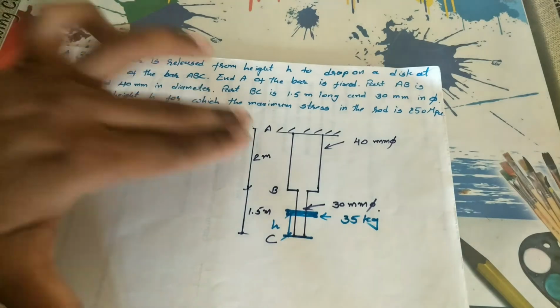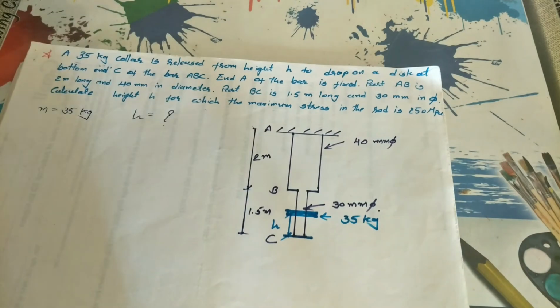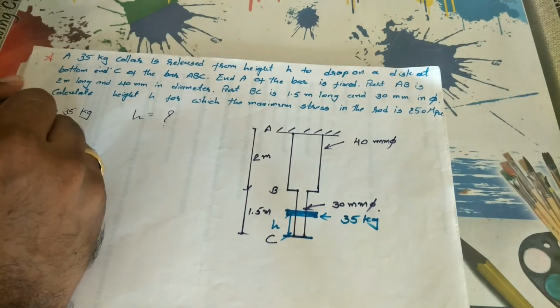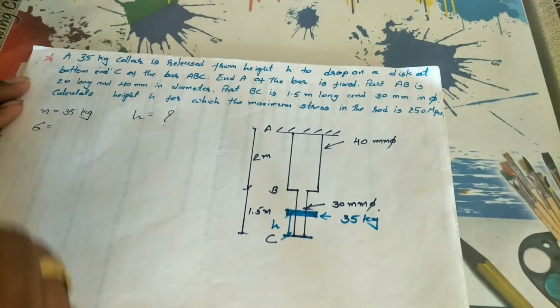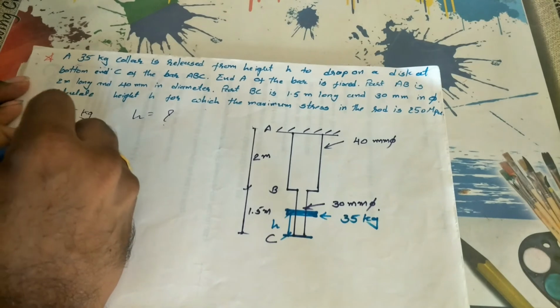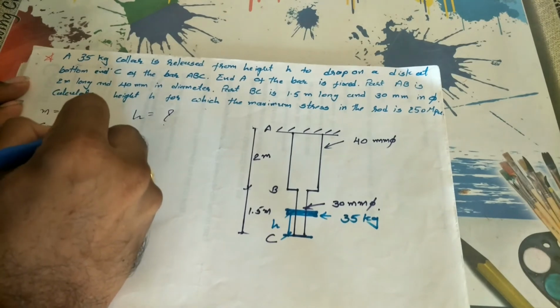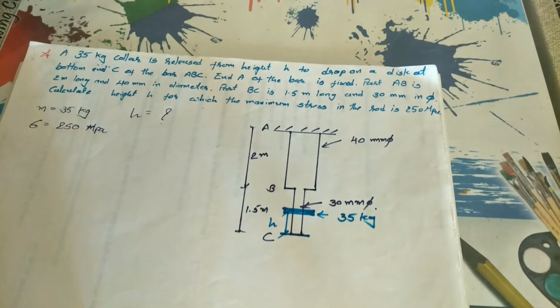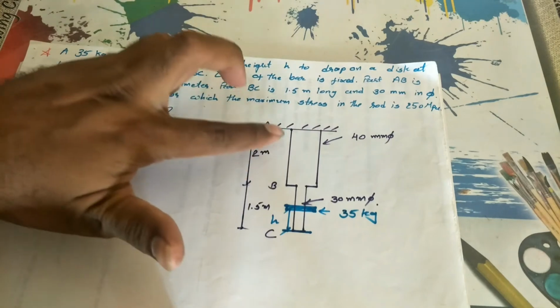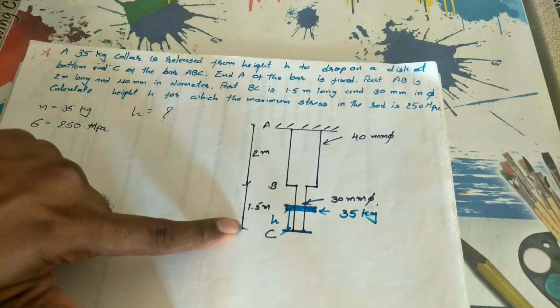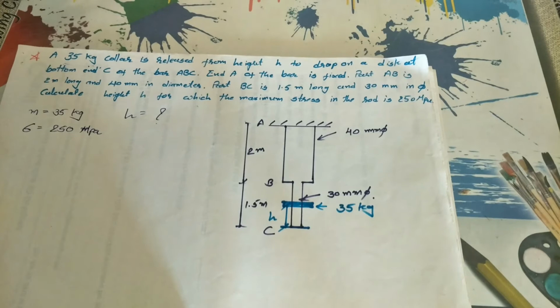If you look at this figure, two diameters are given. The stress given to you is 250 MPa, but it is the maximum stress. So you need to understand first in which portion, either in the AB part or in the BC part, your maximum stress will be generated. We'll see that later on.